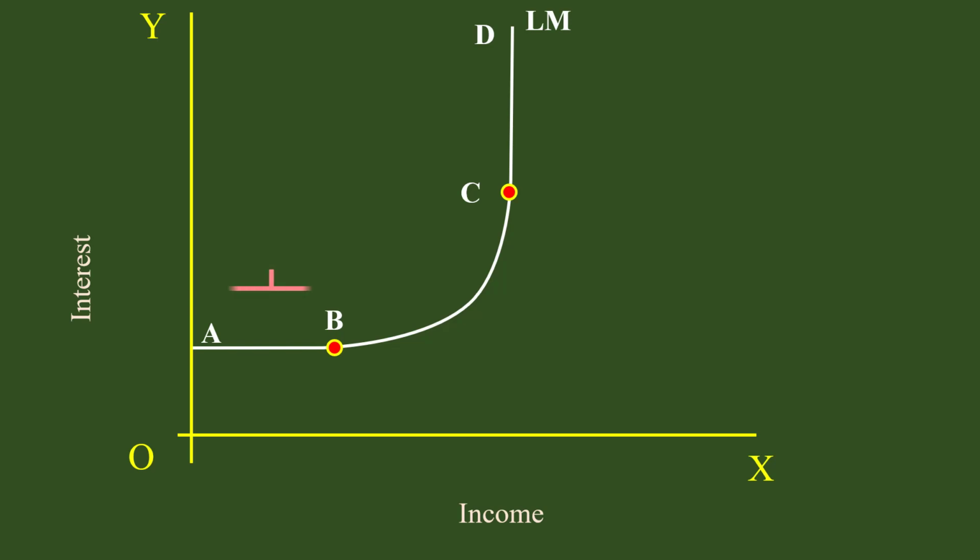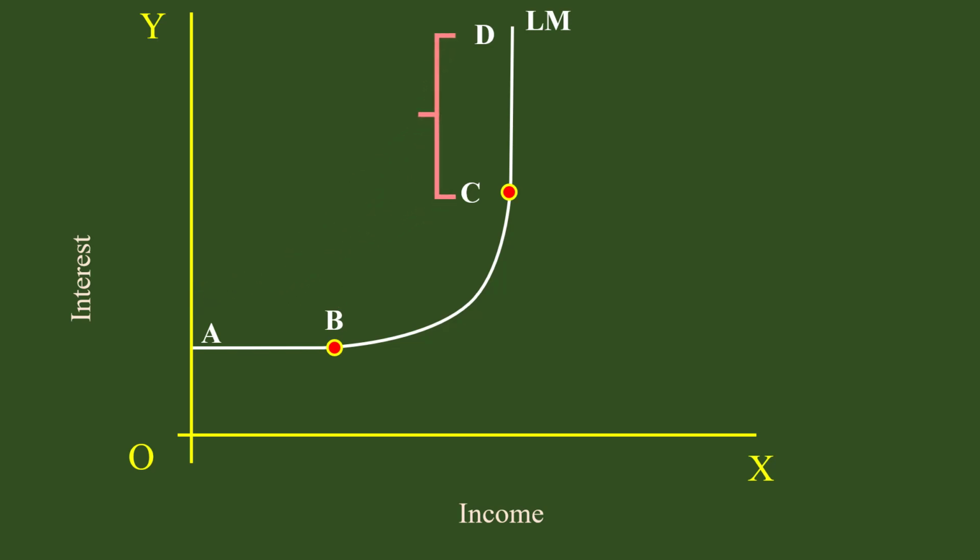The segment AB is flat and parallel to the x-axis. It is perfectly elastic. This part of the curve is known as the Keynesian range. It corresponds to the liquidity trap segment of the demand curve for money. It signifies that people want to hold only cash and not bonds.